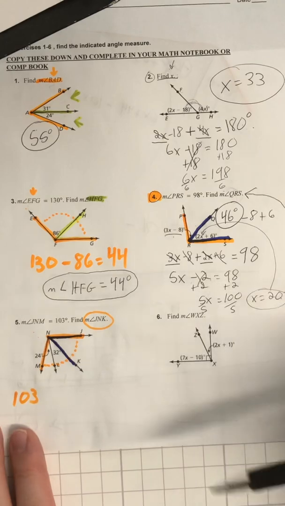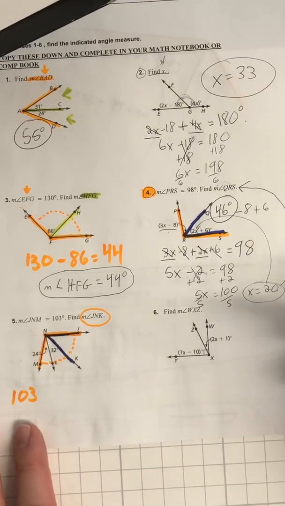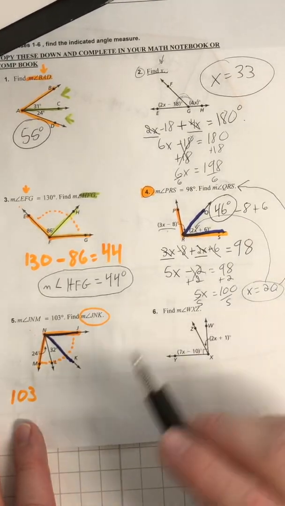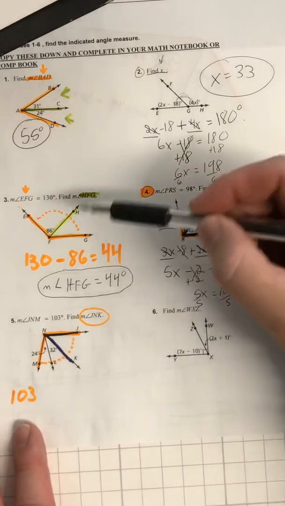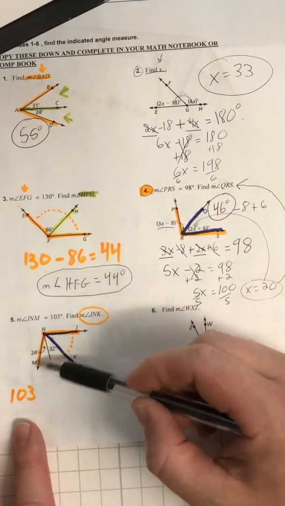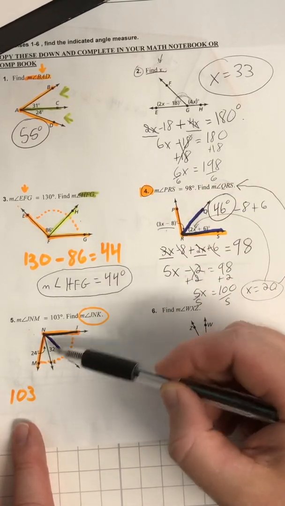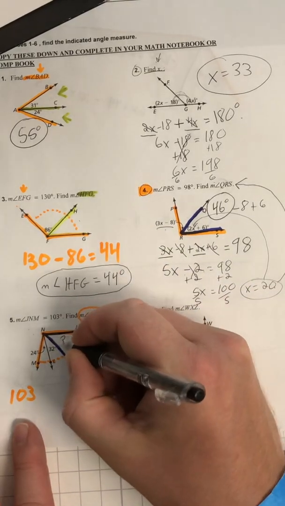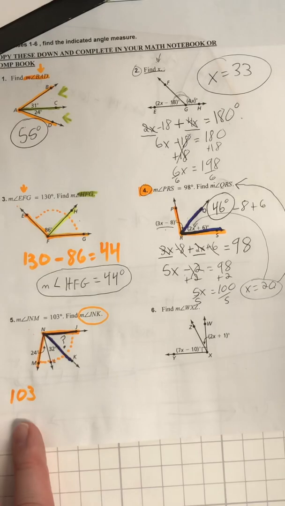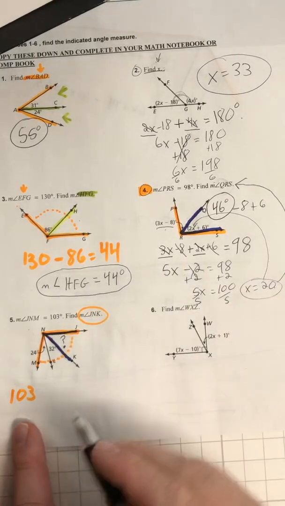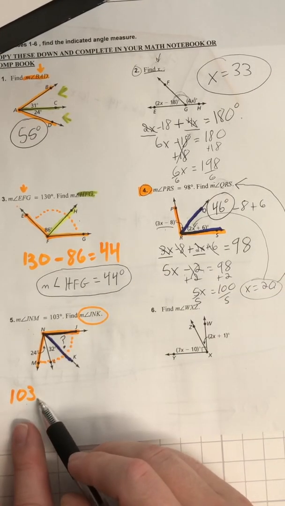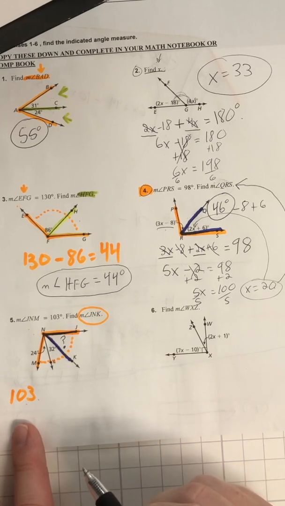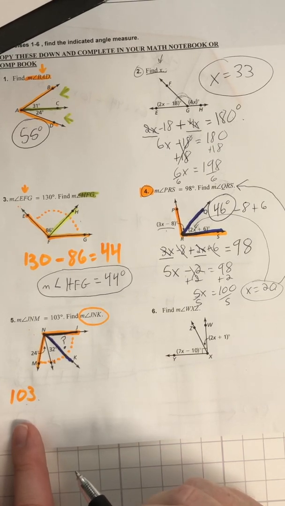There's no x's. There's really no need to algebraically solve anything. This is exactly like number 3, where we know the measure of the biggest angle, and we're just going to subtract the known parts to find our remainder, right? So here we go. 103 minus 32 is what? Mental math. 71? 71.